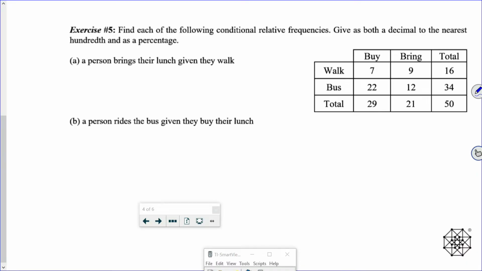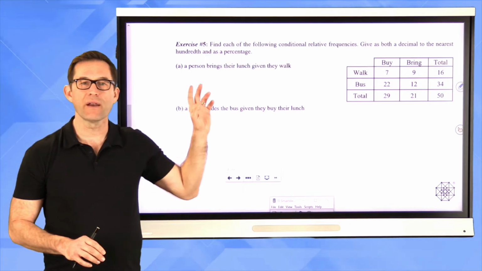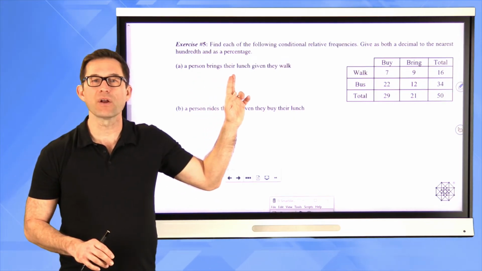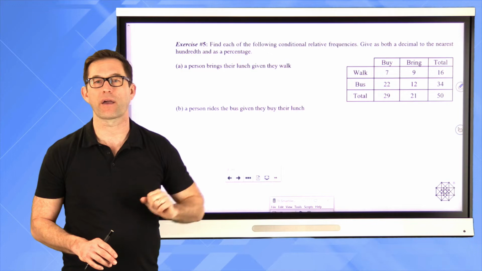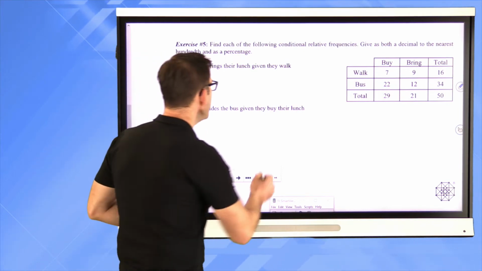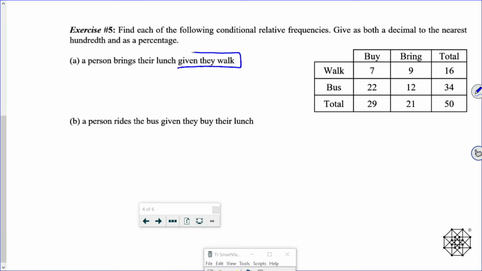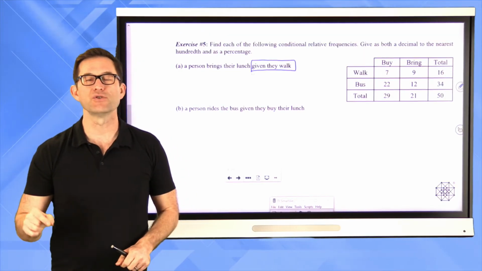Find each of the following conditional relative frequencies. Give as both a decimal to the nearest hundredth and as a percentage. Okay, so let's take a look at this. Letter A: a person brings their lunch given that they walk. The real key is this piece of language, given that they walk.